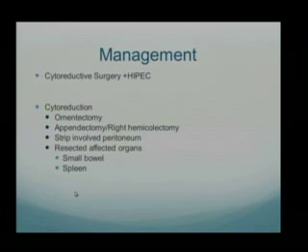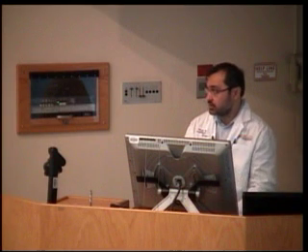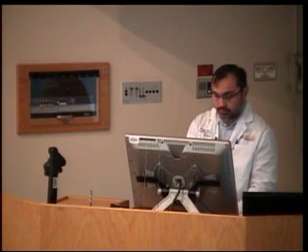So again, sometimes you go in and all you see is just gelatinous material that you evacuate, but no other organs are affected per se. You just end up doing a HIPEC. You don't have to really do a cytoreduction. But if you have other organs involved, you may have to resect before you actually do a HIPEC.